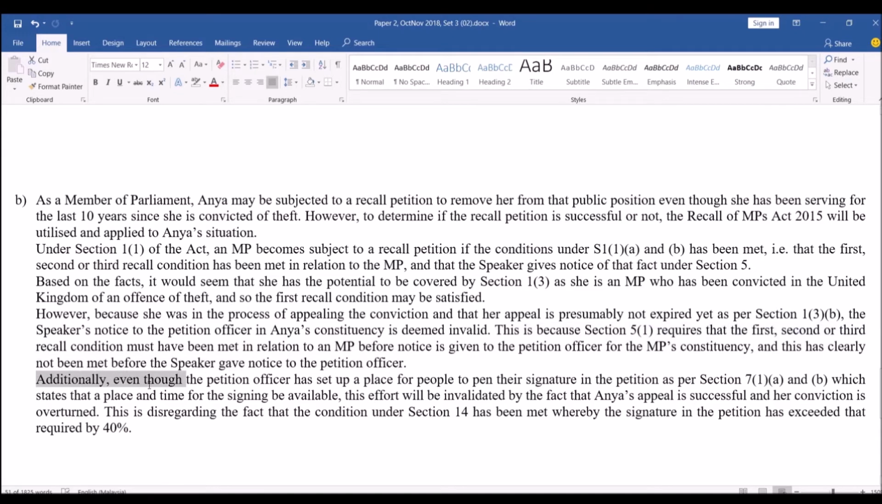Additionally, even though the petition officer has set up a place for people to pen their signature in the petition as per Section 7 sub 1 sub A and B, which states that a place and time for the signing be available, this effort will be invalidated by the fact that Anya's appeal is successful and her conviction is overturned. This is disregarding the fact that the condition under Section 14 has been met, whereby the signatures in the petition have exceeded that required by 40%.